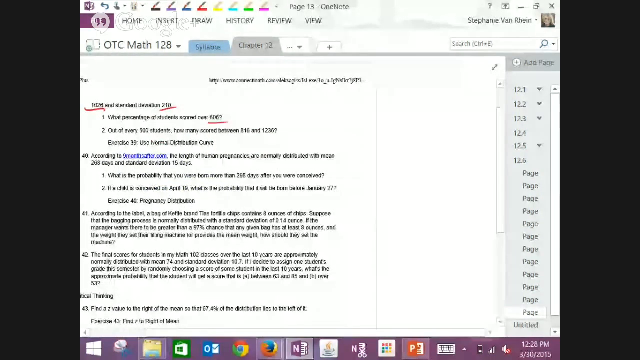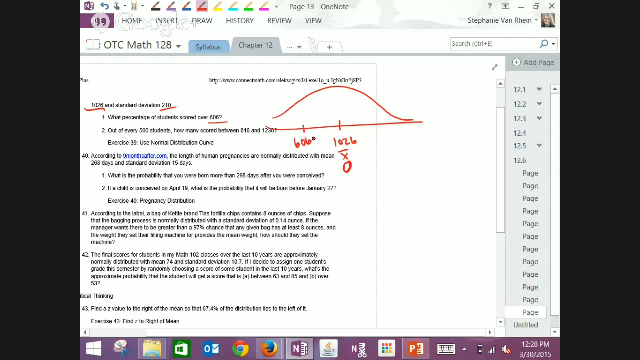If I were to look at this curve, the mean would be 1026, and that would correspond to a z-score of 0. What percent of the students scored over 606? So 606 is to the left of the mean because it's smaller, and I'm looking for the area to the right of that because I want to know who did better.